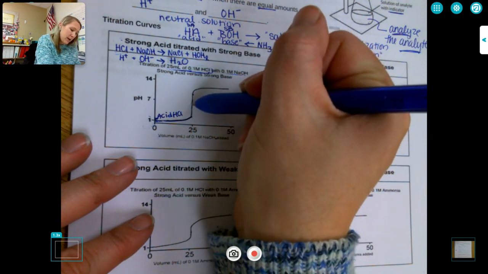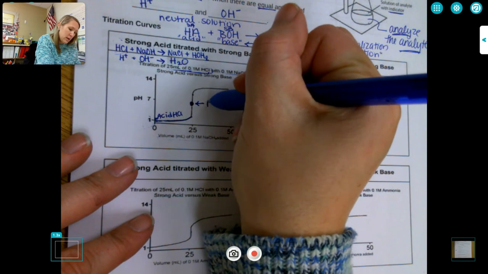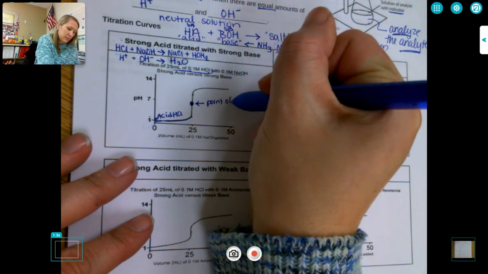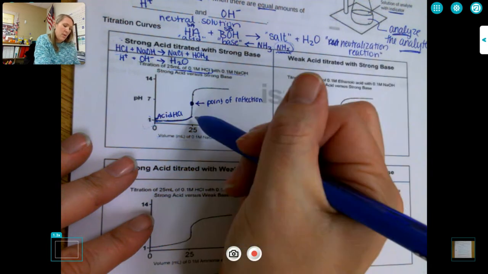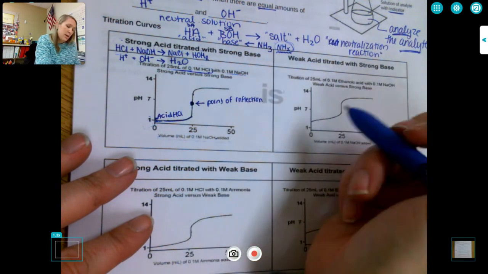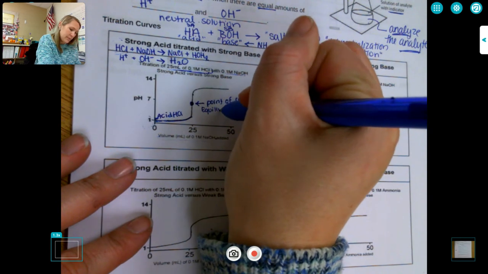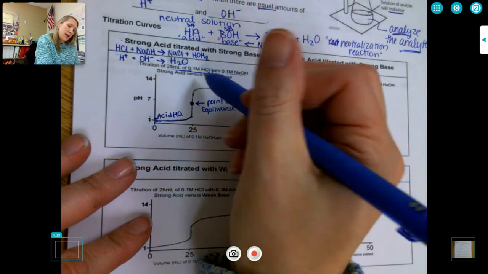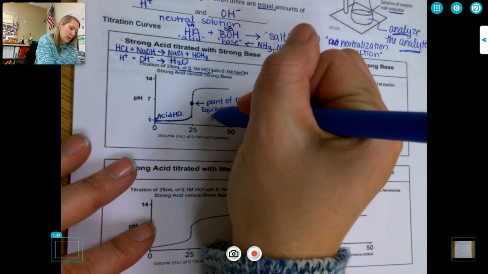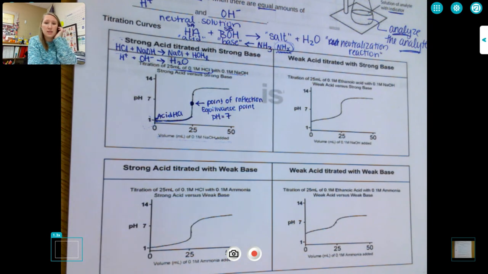At the point of inflection on this vertical line, somewhere about here, which is where we go from a positive slope to a negative slope, that is where we have our equivalence point. And for a strong acid with a strong base, that equivalence point is at a pH equal to 7, because our strong acid completely gets neutralized by our strong base.